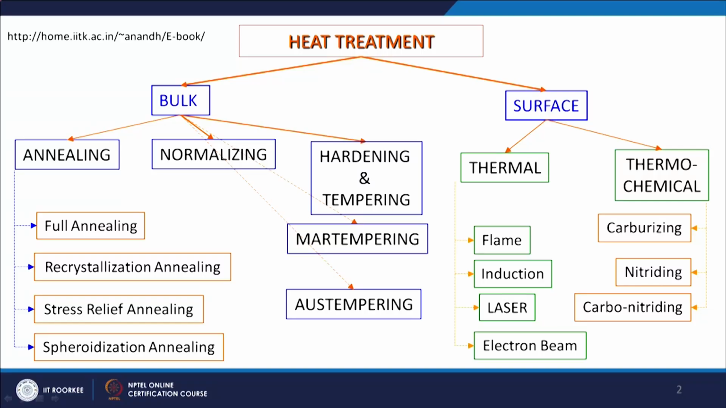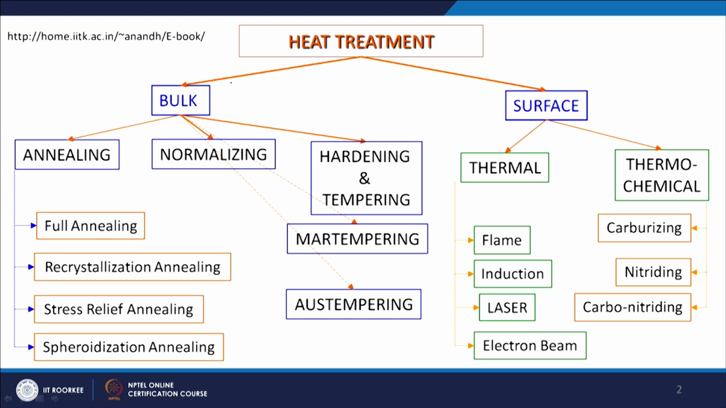Now we will go to the actual heat treatments which are used in industry. We will try to understand different types of heat treatment. You should know the names and what temperatures they are done at. This is a lot of technological information, important for a practicing engineer. Today's lecture will be on heat treatment. This is an overall snapshot of heat treatment. I took it from this particular e-book, a very good book. You can also refer to this e-book by Anand Subramaniam from IIT Kanpur.